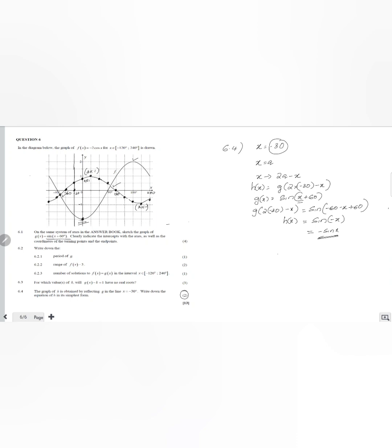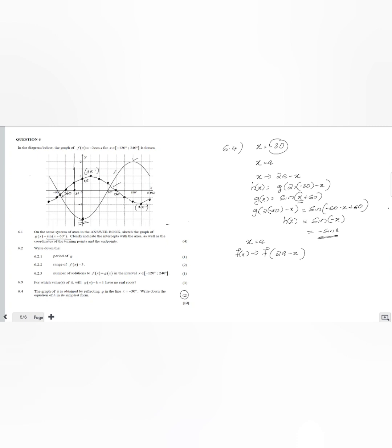So just follow this for any graph. It can be a parabola, hyperbola, exponential, or any trigonometric graph. If it is reflecting about the line x is equal to a, then our new graph will be, for example, if the original graph is f of x, the new graph is going to be f of, replace x with 2a minus x. That's how it is, if it is reflecting about a vertical line.